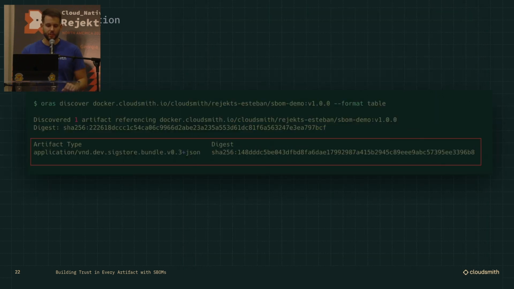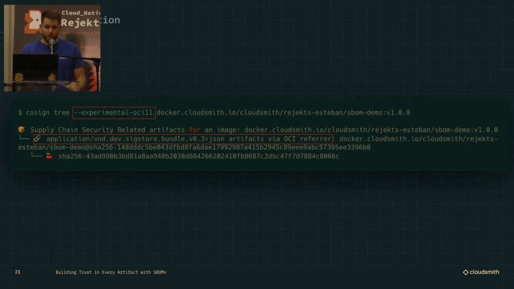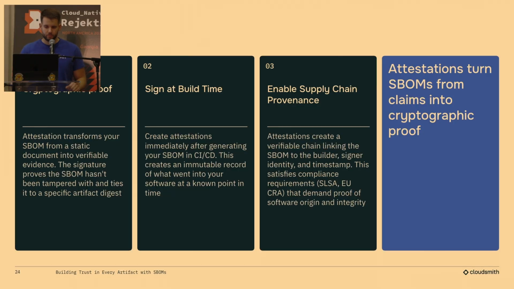But if you do it like this, then again, you can use ORAS to discover artifacts that are linked to your container image. And in this case, here I push the attestation to the registry, and it's showing the artifact type that Sigstore uses for these signatures. But now you can also use Cosign to do the exact same thing. You don't need to use ORAS anymore if you don't want to. Cosign has a similar command called tree. And as long as you pass that flag that I said before, experimental-oci11, you'll be able to actually get the same information.